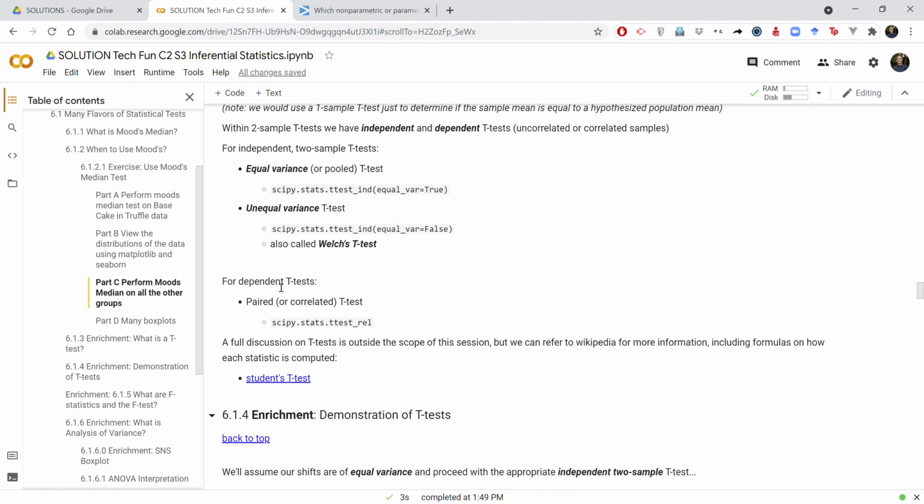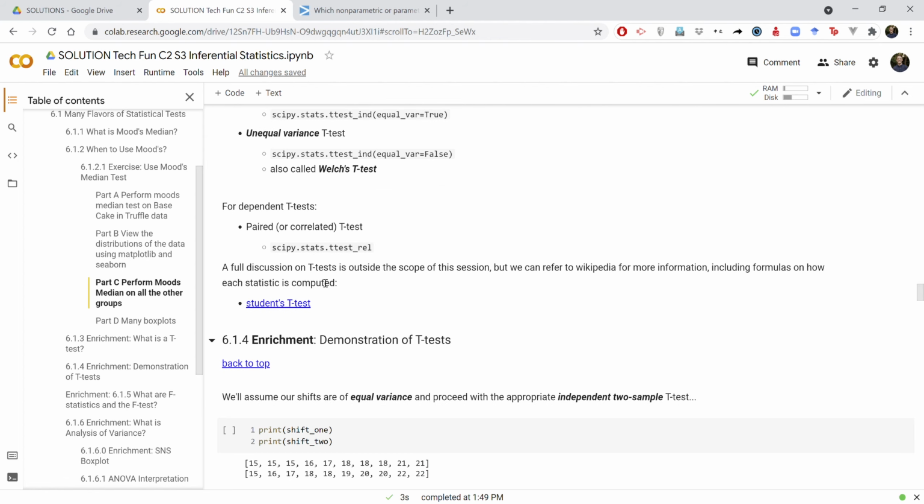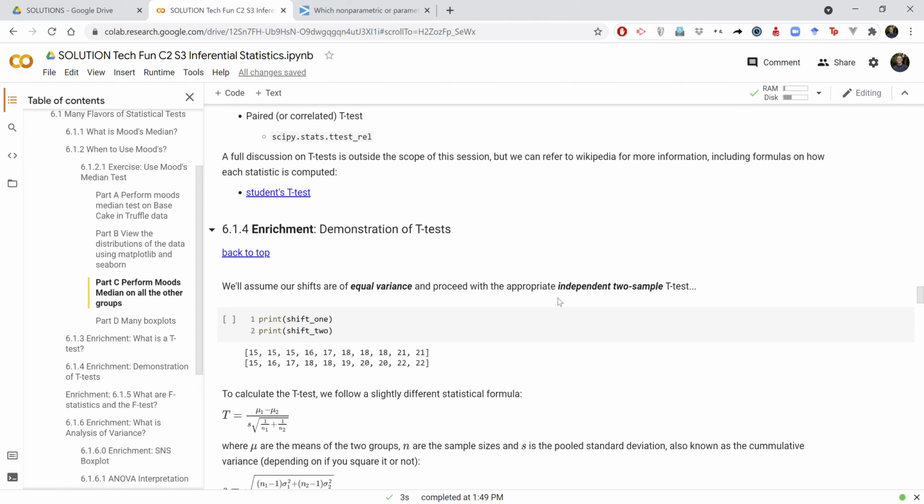For dependent t-tests, so these are samples that we believe are correlated, we have scipy.stats.ttest_rel. A full discussion on t-tests is outside the scope of this session. We can refer to Wikipedia for more information, including formulas on how each statistic is computed. But we just wanted to make note of the modules that are available to us within Python.